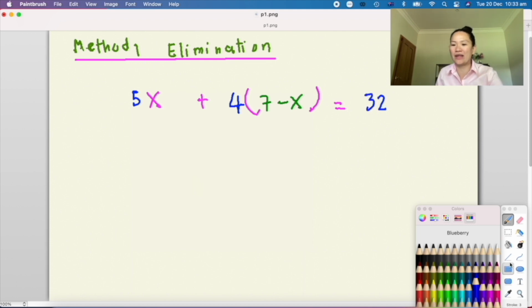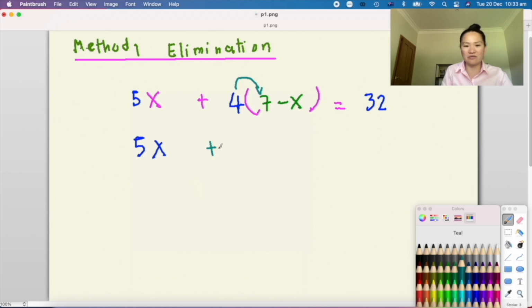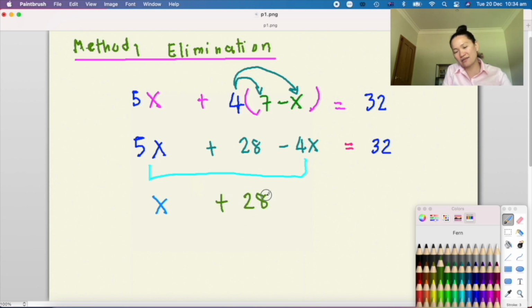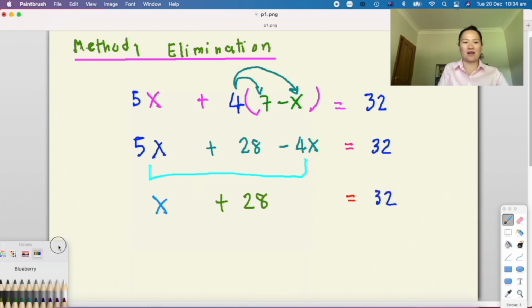Let's do them together. Quick one. Okay, 5 times x is 5x. I write down 5x here. And then we have 4 times 7, which is plus 28. 4 times negative x is minus 4x. Yes, and it's equal to 32. Same, 32 here. I pick up this one: 5x minus 4x is equal to x. Write down x here. So we have plus 28 here, equal to 32. Write down 32 here.